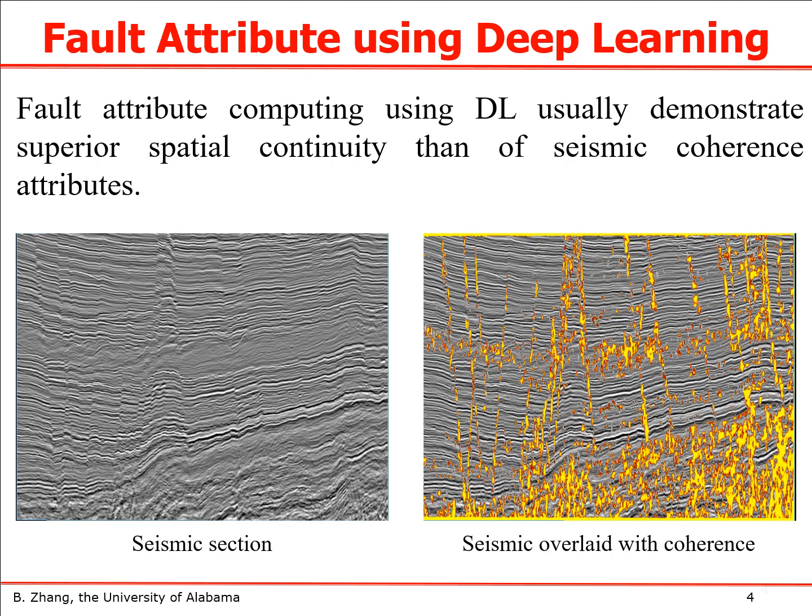Spatial continuity is the main advantage of the seismic fault attributes computed using deep learning. In these slides, the left figure shows a seismic section. The right figure shows the seismic section overlaid with seismic coherence attributes. Please note that the seismic coherence attributes lack spatial continuity, although they can highlight the location of the seismic faults.